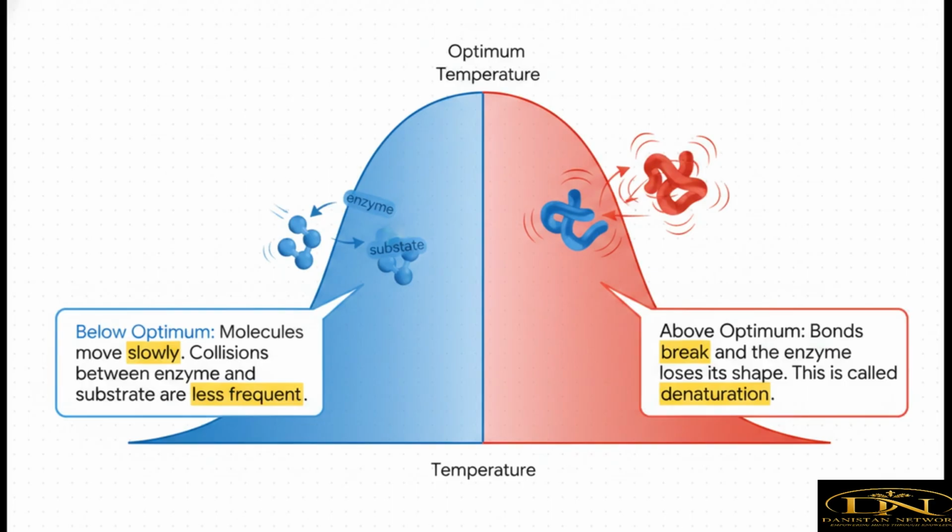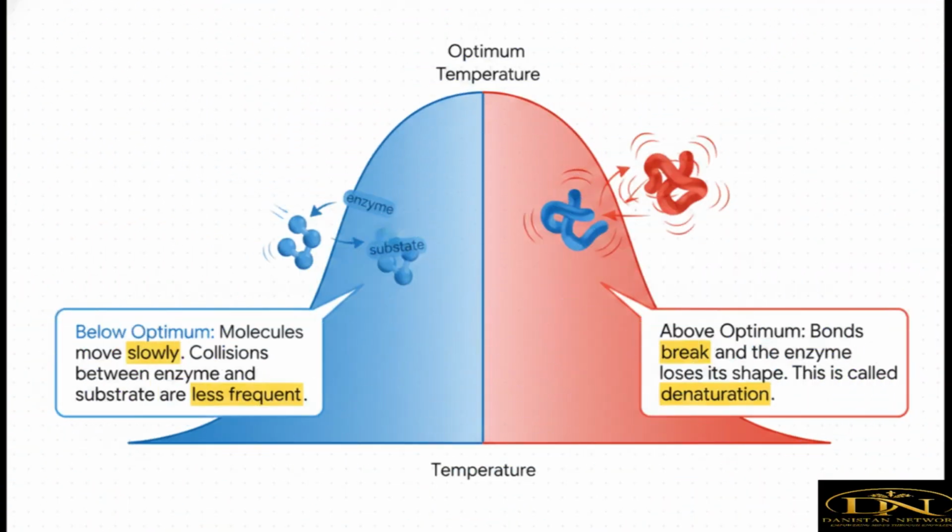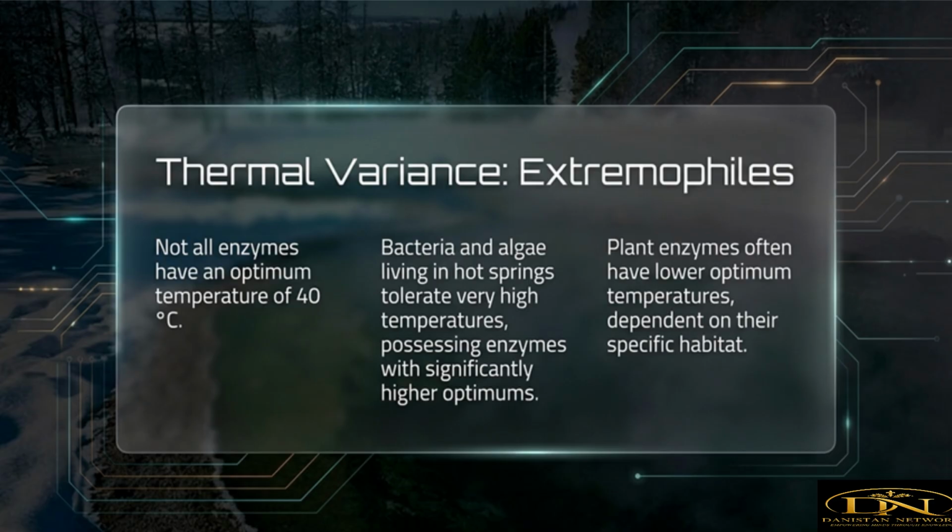The heat makes the enzyme vibrate so violently that it literally shakes itself apart. The bonds break, it loses its special 3D shape, and it just stops working. We call this denaturation, and it's permanent. There's no coming back from that.